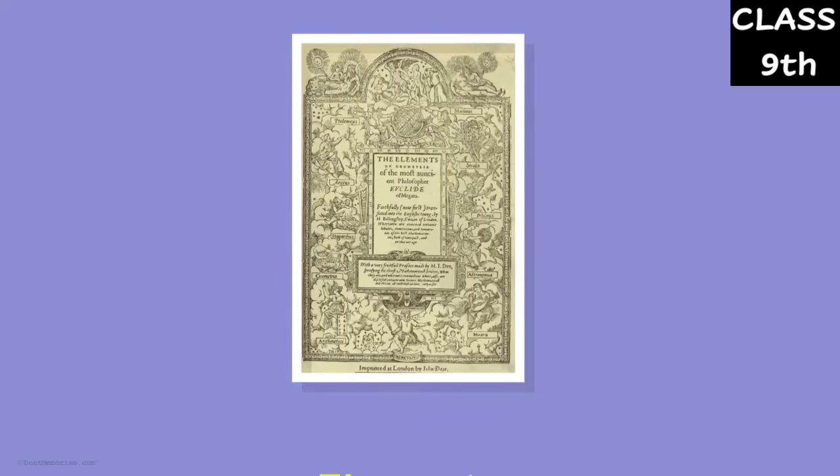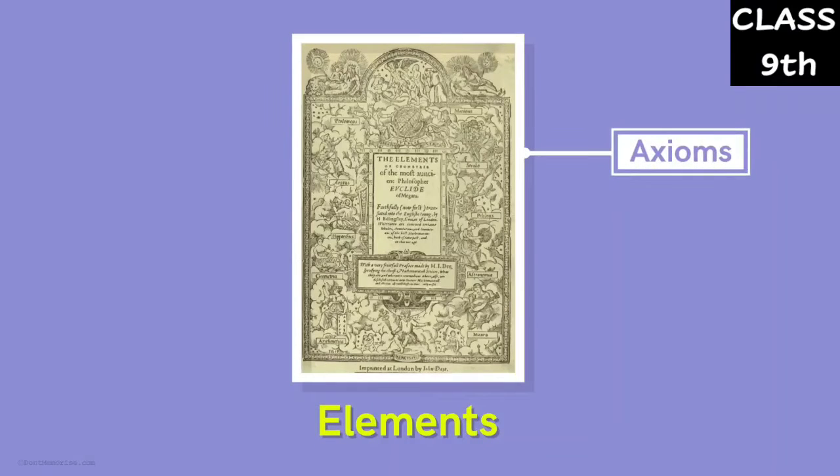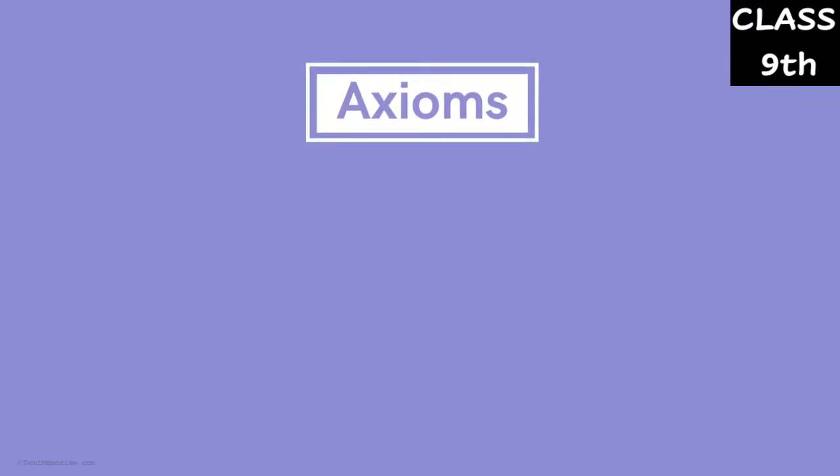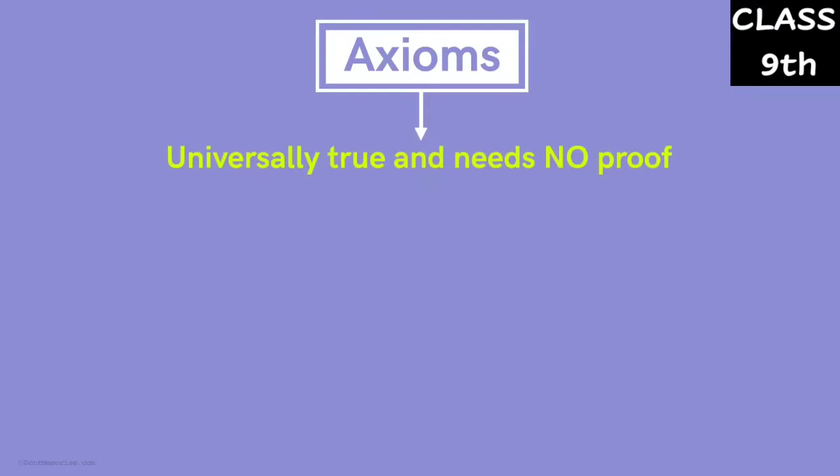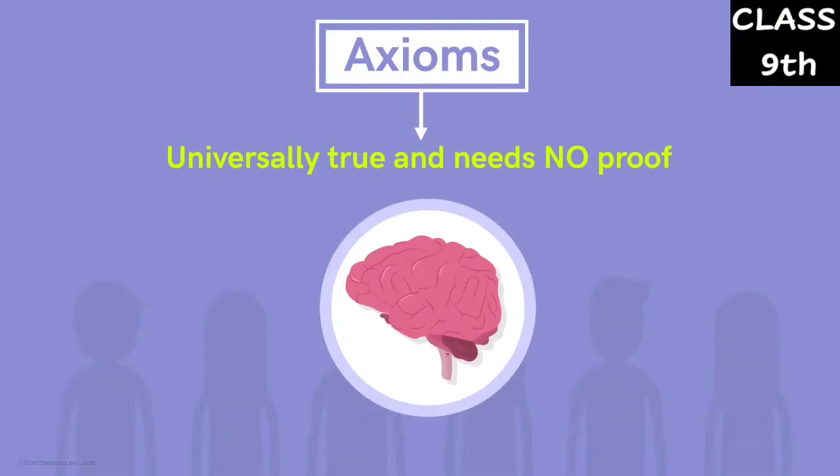Definitions from his book Elements, Euclid went on to explain some axioms that would help in understanding geometry better. What are axioms, you may ask? The general meaning of an axiom is a statement that is universally true and needs no proof. For example, we all know that most humans have one brain. We just know it's true and must be accepted.